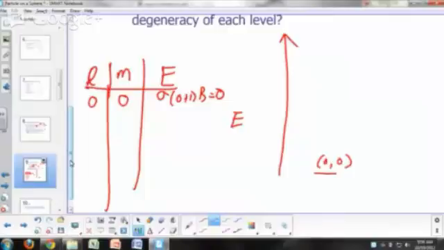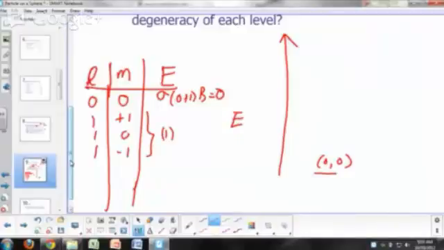What's the next possible value for L? 1. But if L is 1, there are 3 possible values for M. What are those? Plus 1, 0, and negative 1. So we can have L equals 1, M equals plus 1; L equals 1, M equals 0; and L equals 1, M equals negative 1. So there are 3 possibilities where L equals 1. What's the energy for these 3 quantum states?